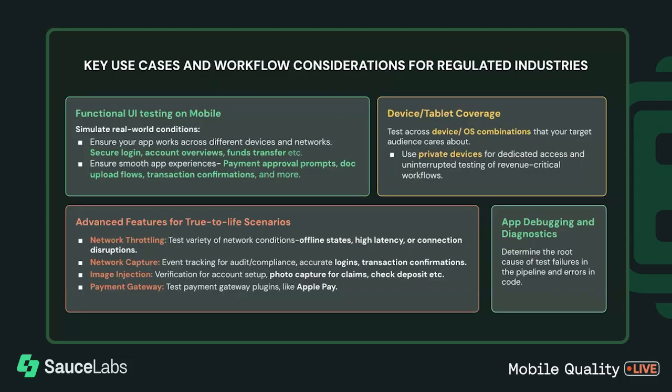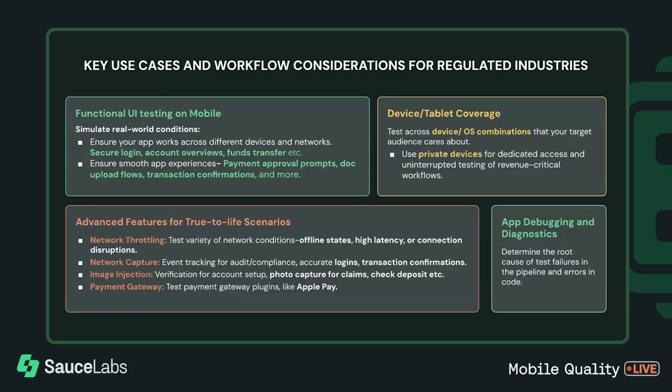When it comes to our advanced features, for example, network throttling, you can simulate conditions like poor connectivity or offline states, which are surprisingly common and can disrupt critical user actions. Network capture adds another layer by allowing visibility into API calls, responses, and the device network or browser. It's perfect for auditing while ensuring compliance as well.